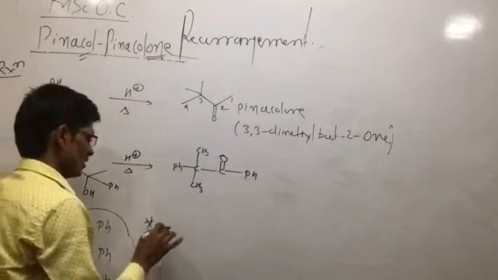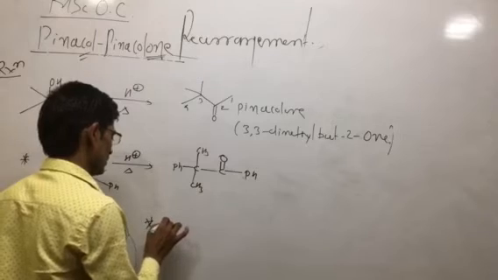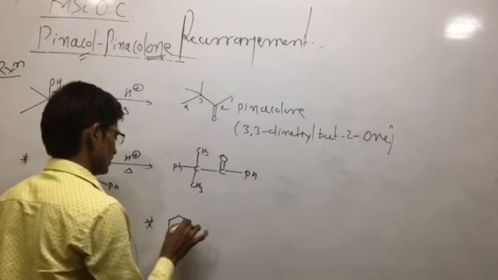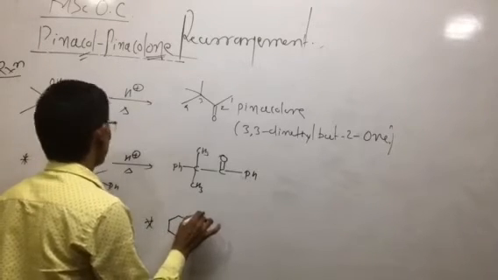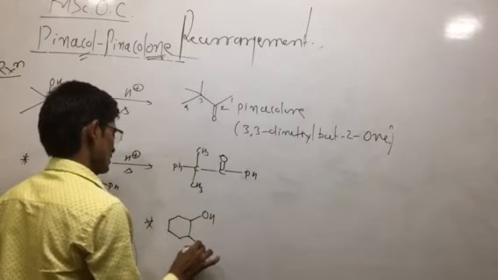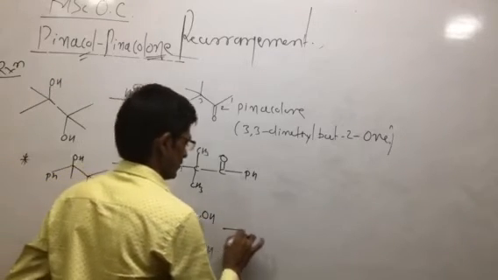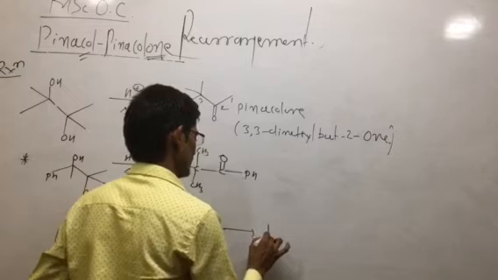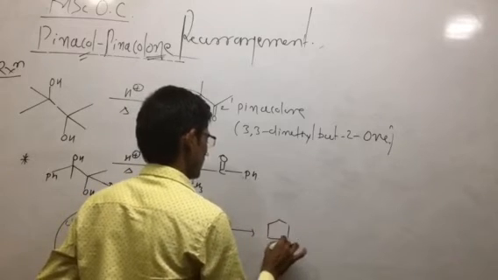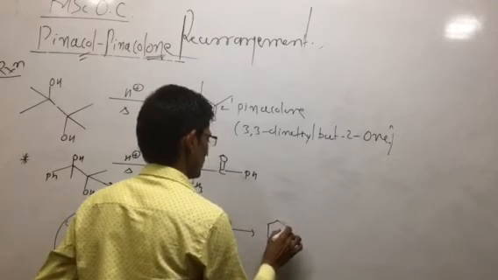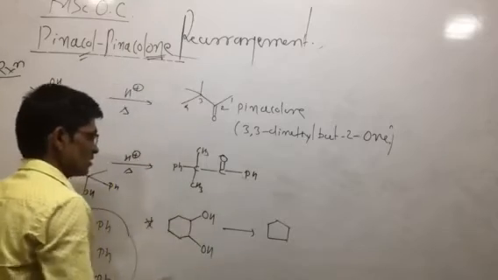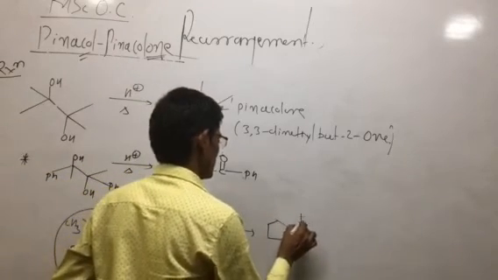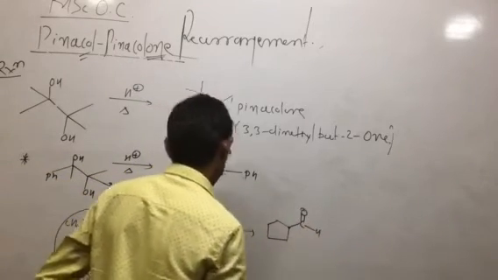So not only in acyclic but also in cyclic compounds it can happen. This is the hydroxy group and this one is the hydroxy. Whatever, there is formation of what? A 5-member ring is there. So there is formation of C double bond O and H is here.